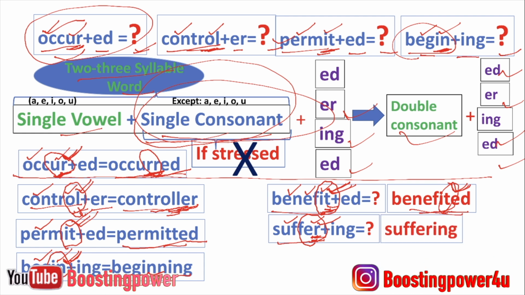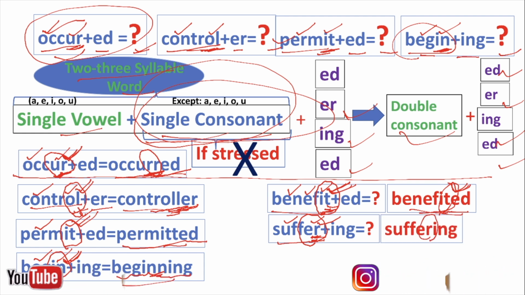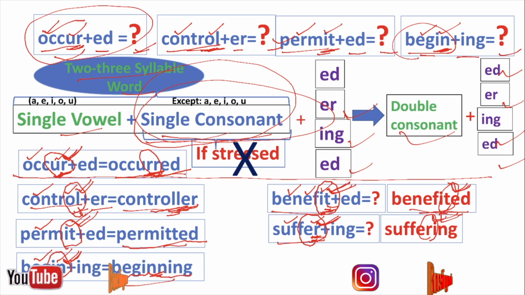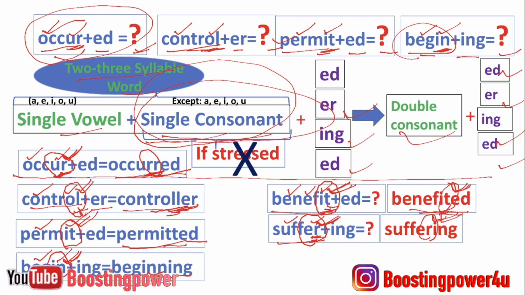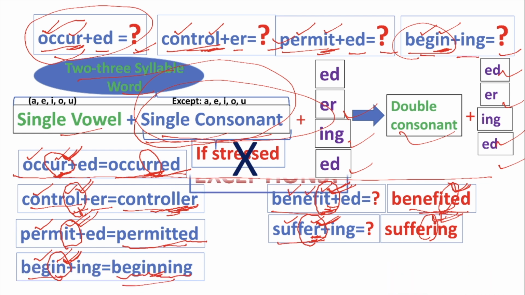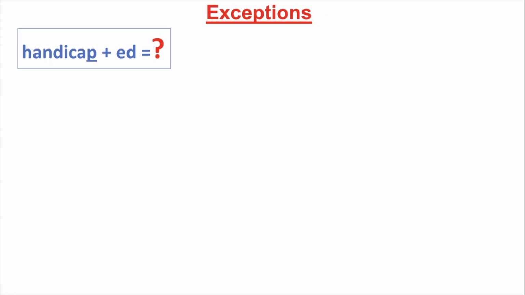Similarly for suffering, in the case of suffering also, this r is not doubled. This last consonant, that is r, is not stressed. So this rule is not applicable in these two words. That's why this r, the last consonant, is not doubled. I hope you have understood this rule, but in this rule also there are exceptions. And what are those exceptions? So let's understand the exceptions.